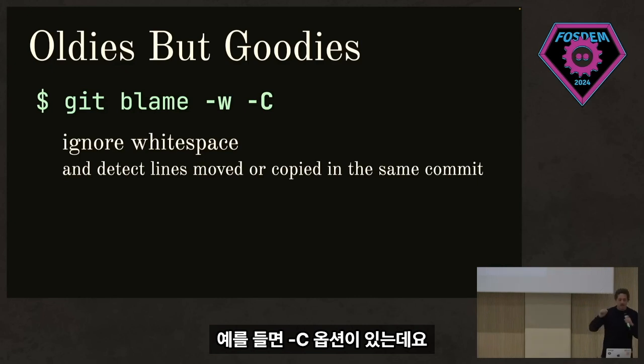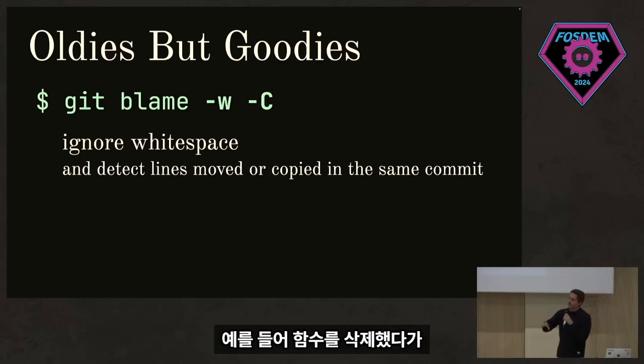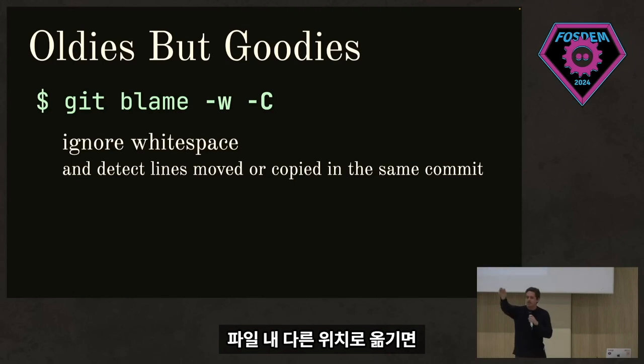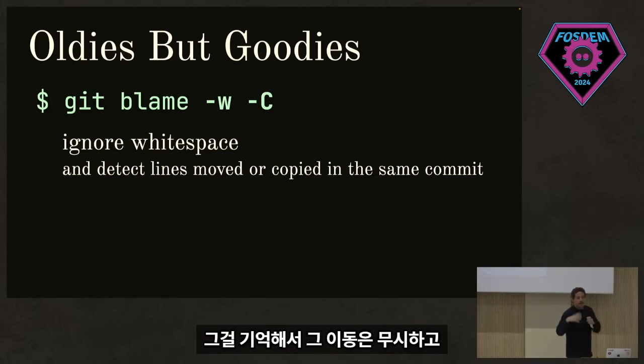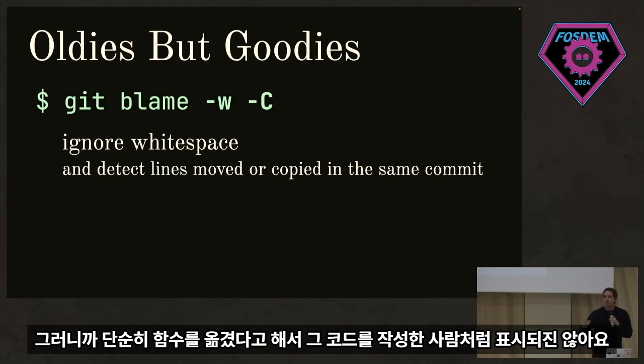So you can also say -C, which says detect code movement. So if you delete a function and then move it somewhere else in the file, it will remember that and it will ignore that movement, right? When you blame that thing. So it won't credit you as owning that function if you moved it.